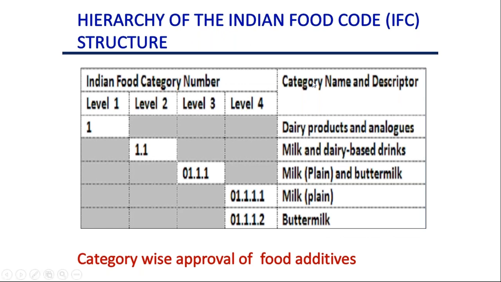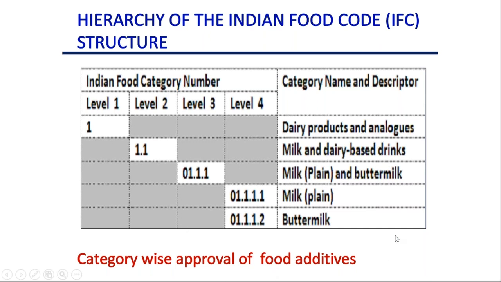So you have the category: dairy products and analogs, which come under Indian Food Code 1. You have a subcategory 1.1, which is milk and dairy based drinks. You have a sub-subcategory 1.1.1, which is plain milk and buttermilk, and in that, 1.1.1 is plain milk and 1.1.2 is buttermilk. So this is the hierarchy in the Indian Food Code, and it is this hierarchy that one has to look at to see which food additives are allowed.